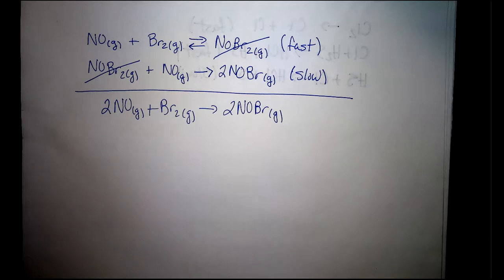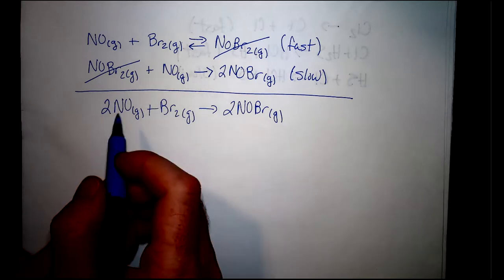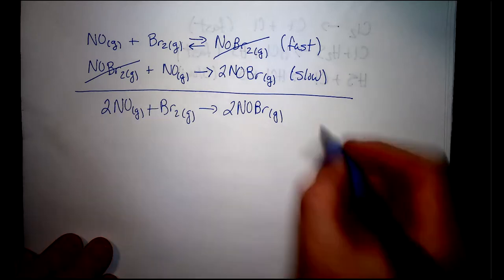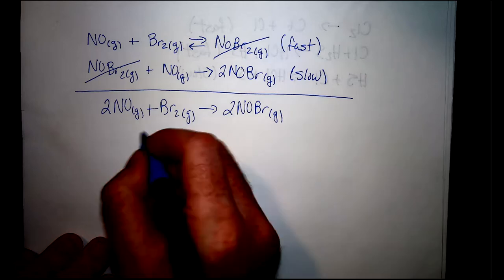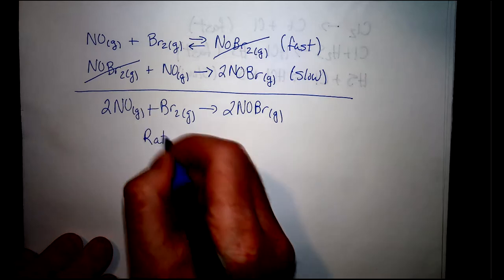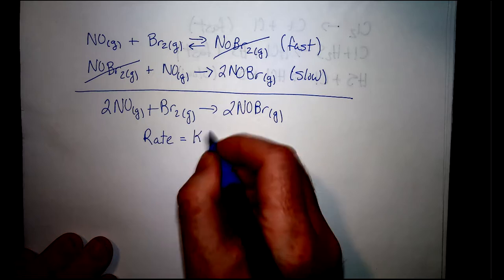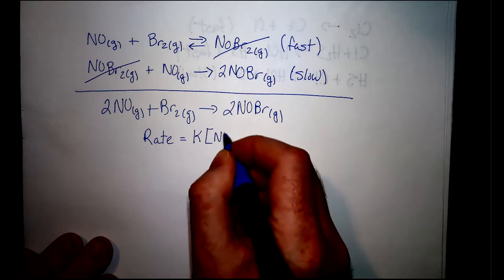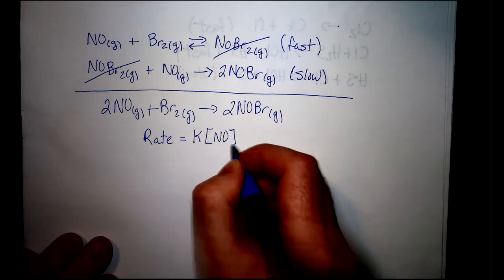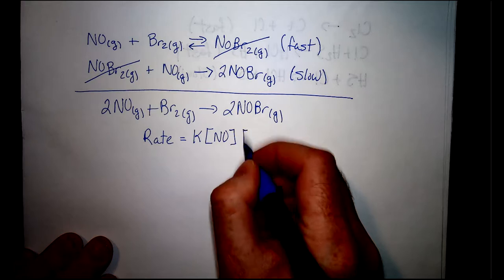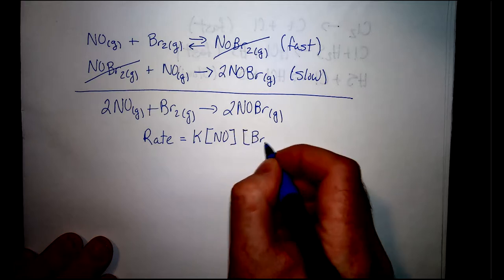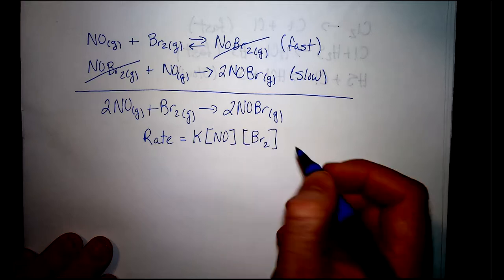So we identified the intermediates, NOBr2, and now we want the rate law for the reaction. So the rate law is going to be rate is equal to k times the concentration of NO and the concentration of Br2. Now we just need to decide what the exponents are going to be.